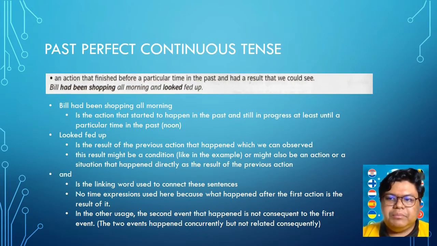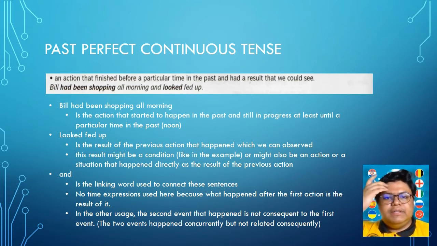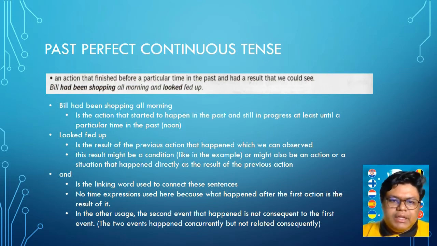So the first action tadi, Bill had been shopping all morning. So the result is he looked fed up. Okay, hasil dia. The result might be a condition like in the example. Okay, dalam example ni maksudnya dia kondisi lah. Okay, or might also be an action or a situation that happened directly as the result of the previous action. Okay, so apa yang datang kemudian ni, boleh jadi condition. Contohnya macam ni lah, looked fed up. Okay, it's a stative verb. Okay, dia adalah dalam bentuk condition.